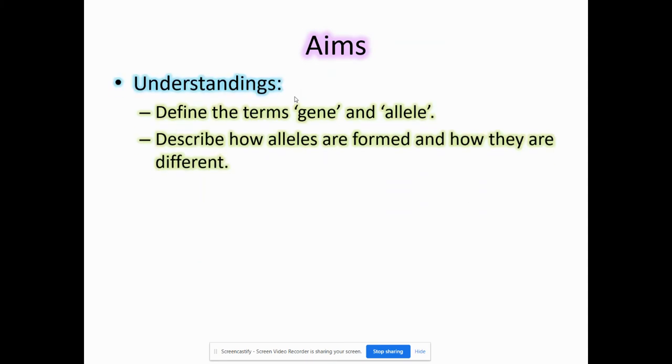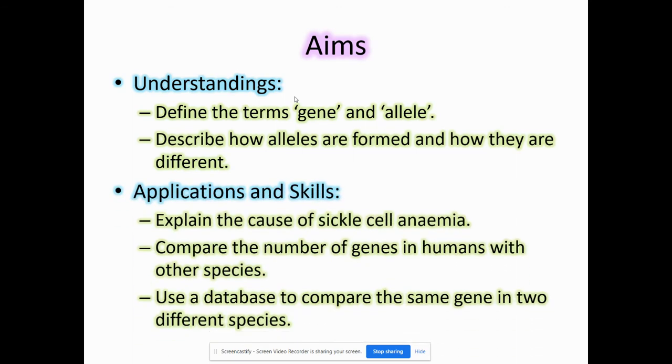Okay, so we've looked at the terms gene and allele, and you know how alleles are formed and how they're different from each other, hopefully. You've looked at sickle cell anemia, and we have compared the number of genes in humans with other species. So now we're going to do one final thing, which is to use a database. Now, I've said this to students in the past, and I'm going to carry on saying it to students now. I don't really know how the exam board would expect you to use this. I don't really know how they would ask you a question that required you to use a database, since you take the exam on paper, but I'm going to show you how to do it anyway, and then whatever they come up with, you'll have already experienced it.